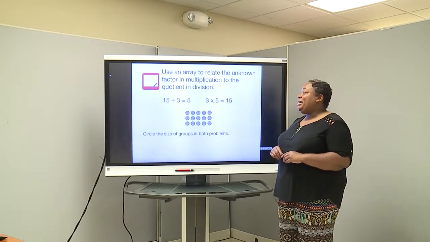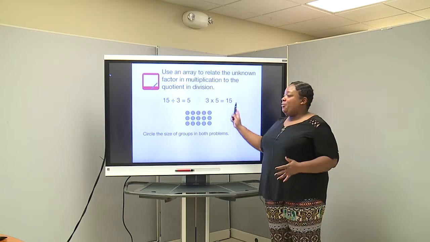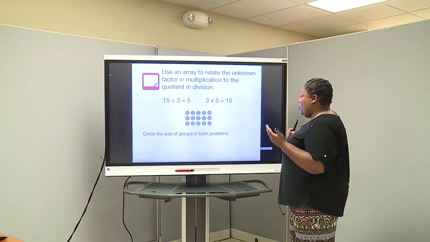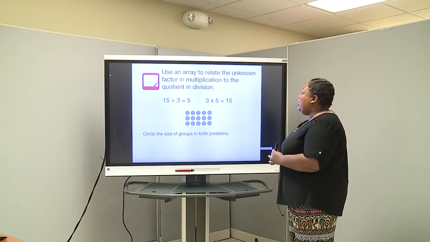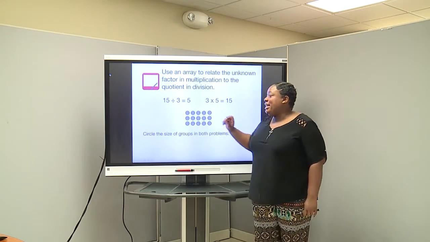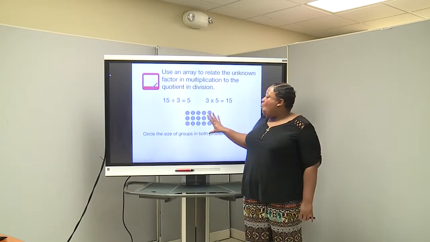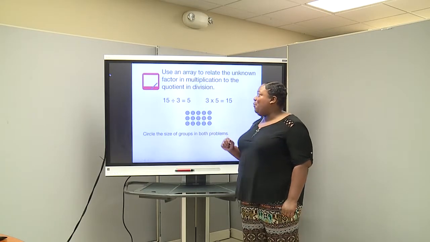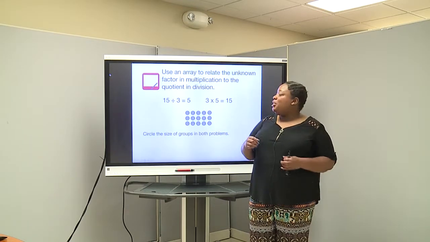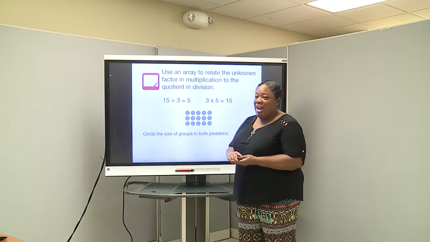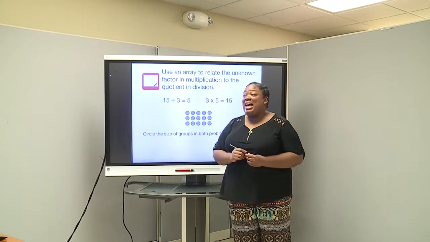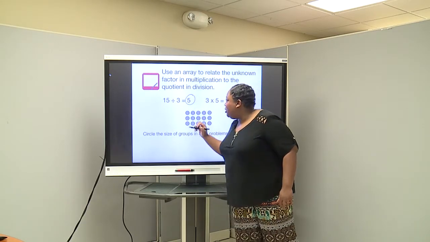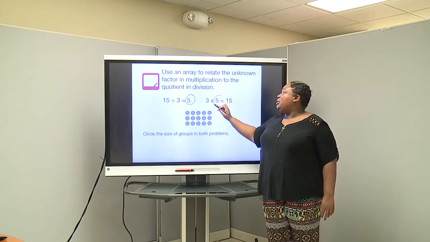All right, you guys. Now here we want to use this array to answer the question. It says, circle the size of the group for both problems, okay? So when I look here, I see that I have 15. How many groups do I have? I have 3 groups. So what's the size of the group? So I know in my division equation, what number would be the size of the group? It's 5. So over here, it will be 5 also.